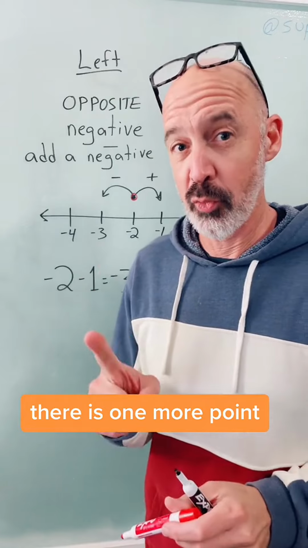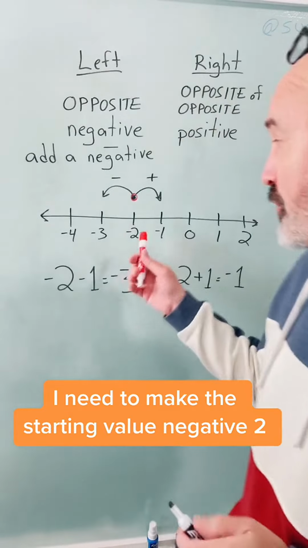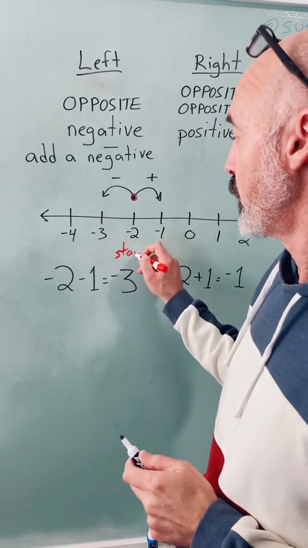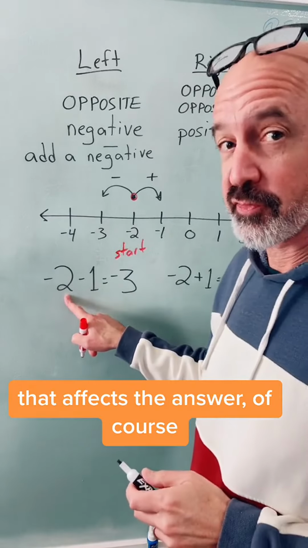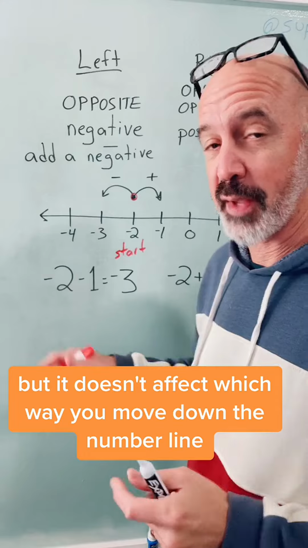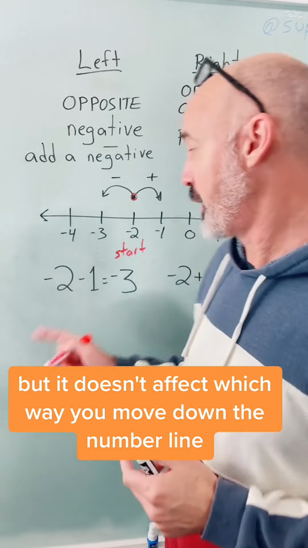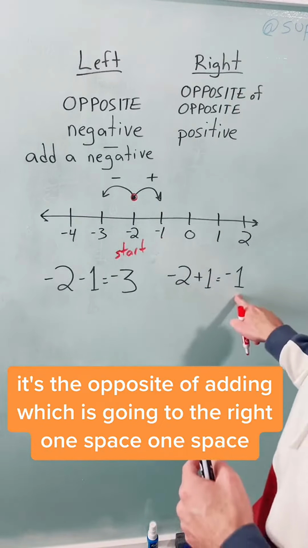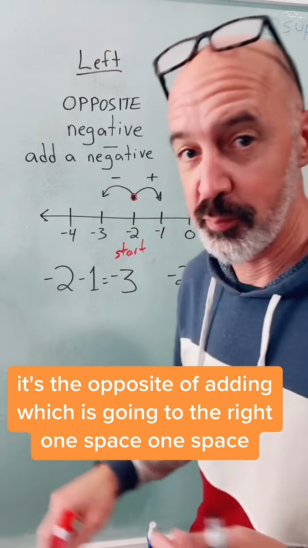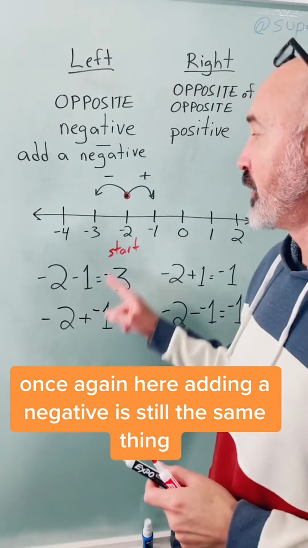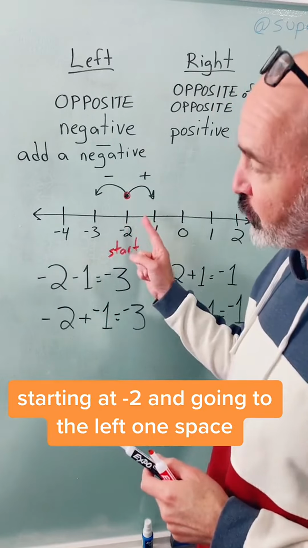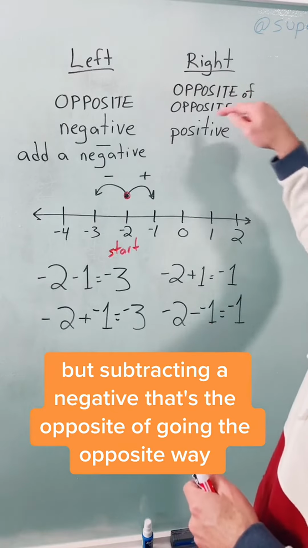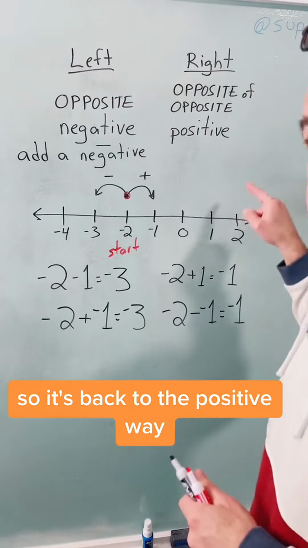There is one more point I need to make. The starting value, negative 2, that affects the answer, of course, but it doesn't affect which way you move down the number line. Subtracting is still to the left. It's the opposite of adding, which is going to the right. 1 space, 1 space. Once again here, adding a negative is still the same thing, starting at negative 2 and going to the left 1 space, but subtracting a negative, that's the opposite of going the opposite way. So it's back to the positive way.